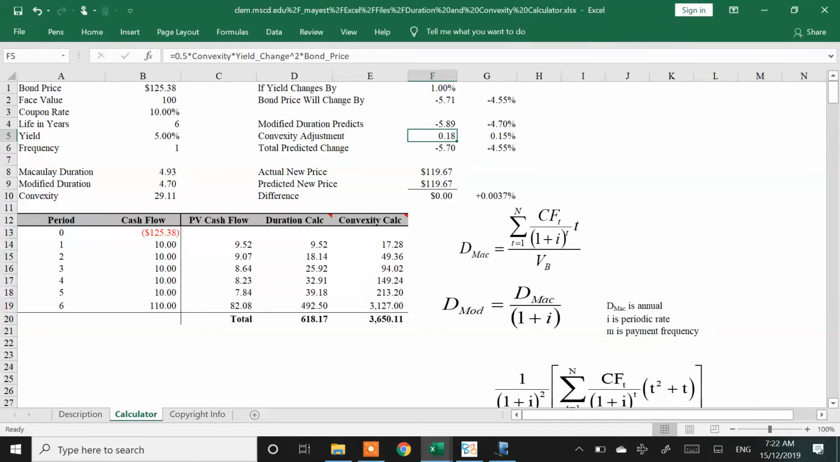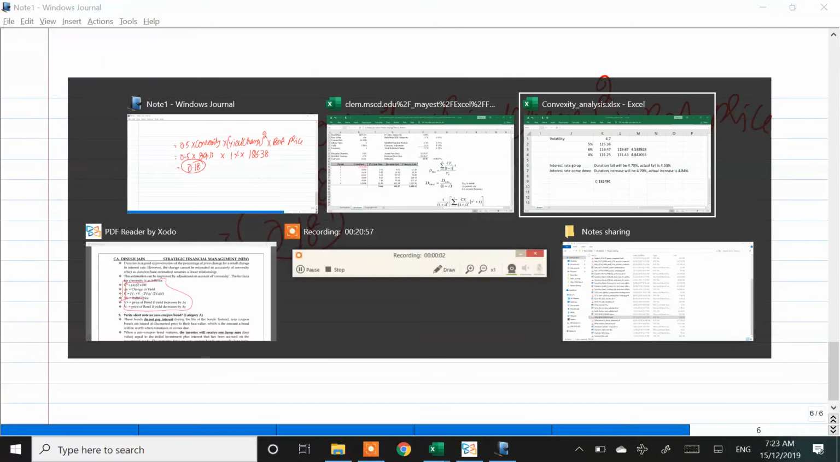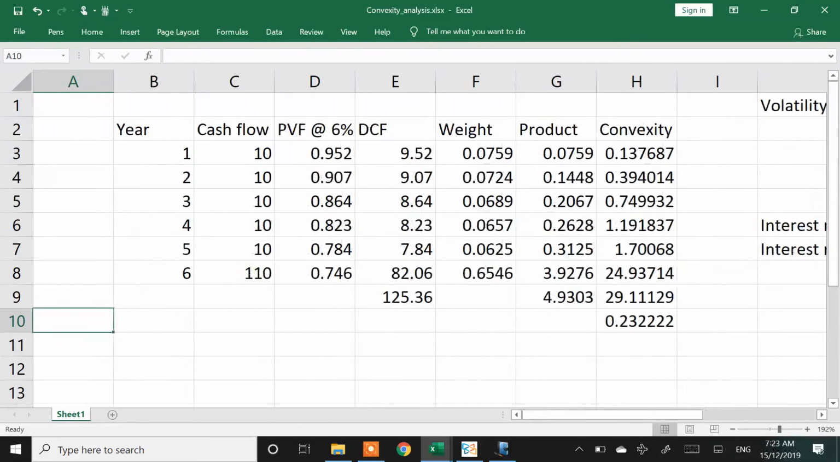So modified duration has predicted that the fall will be 5.89 rupees. Convexity adjustment says there has to be a 0.1 adjustment, and the actual predicted change will be 5.7. And so let me explain once more on the convexity part.